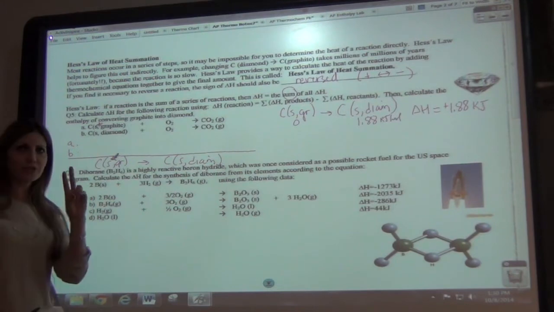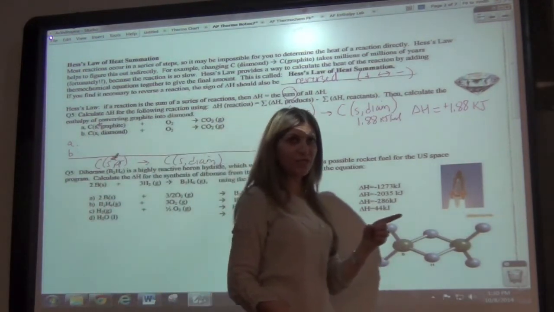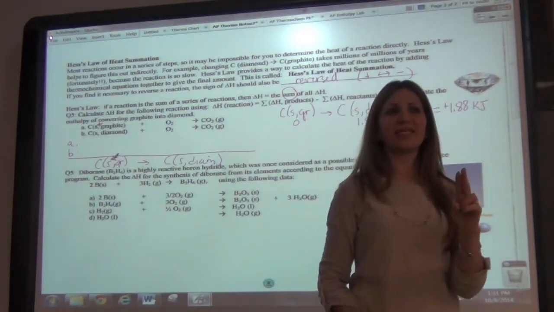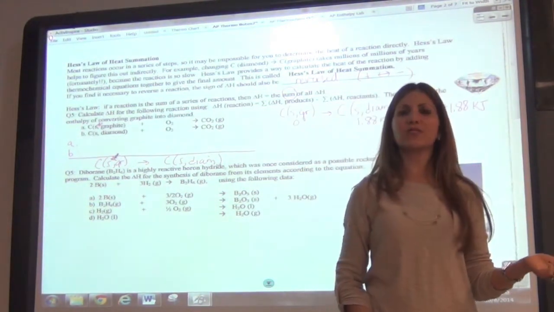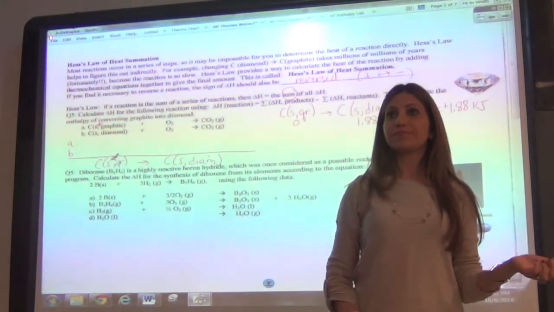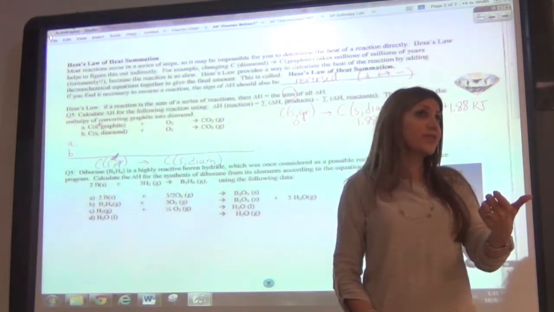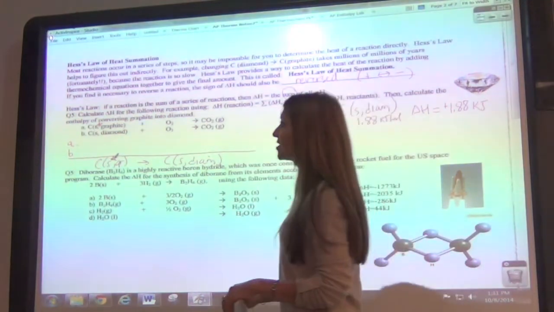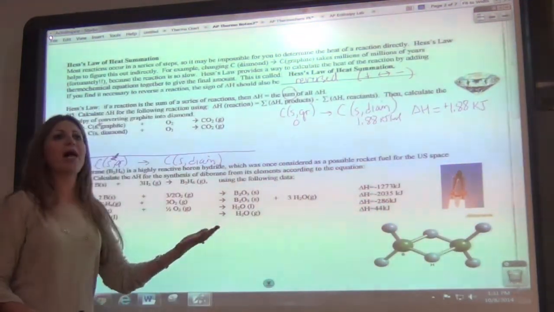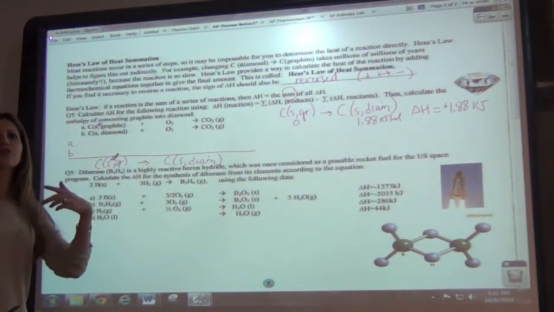And then I'm going to compare two things. I want to compare the coefficient, and I want to compare the side that it's on. If it's on the reactant side, but it's supposed to be on the product side, guess what you do to it? Yeah, flip it, reverse it. Reverse your reaction, but then you have to reverse your sign, okay? If it has the wrong coefficient in it, multiply or divide by that number so that you can get those to be the same.